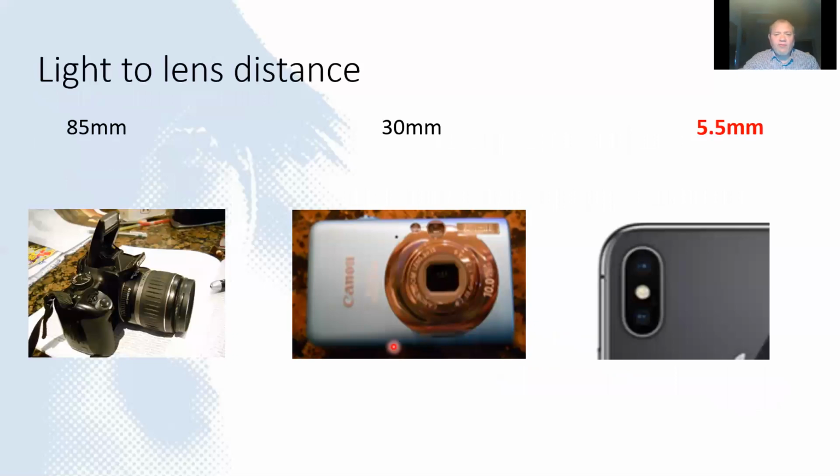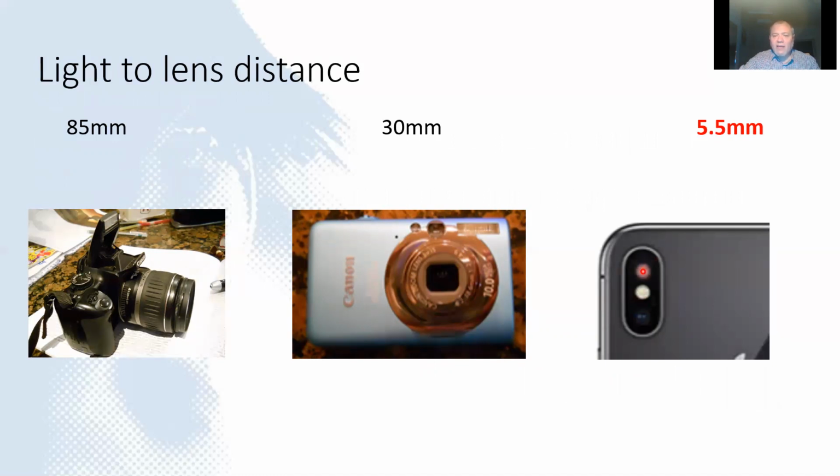So this is just a view over at my cameras. The one I used to use was my SLR. I measure the distance from my light to the lens is about 9 centimeters. With my little Ixus pocket camera, it's about 3 centimeters. And with my iPhone, it's just about half a centimeter, just over 5 millimeters between the light and either one of those lenses.